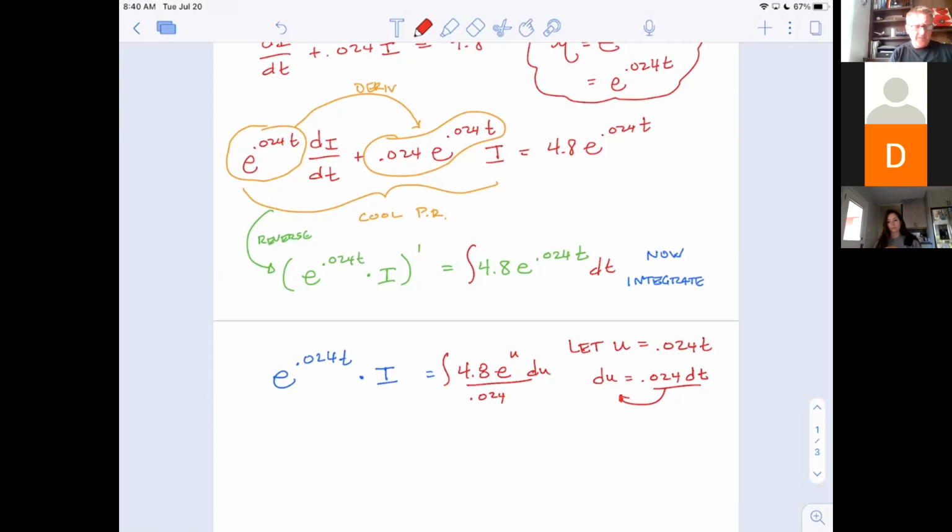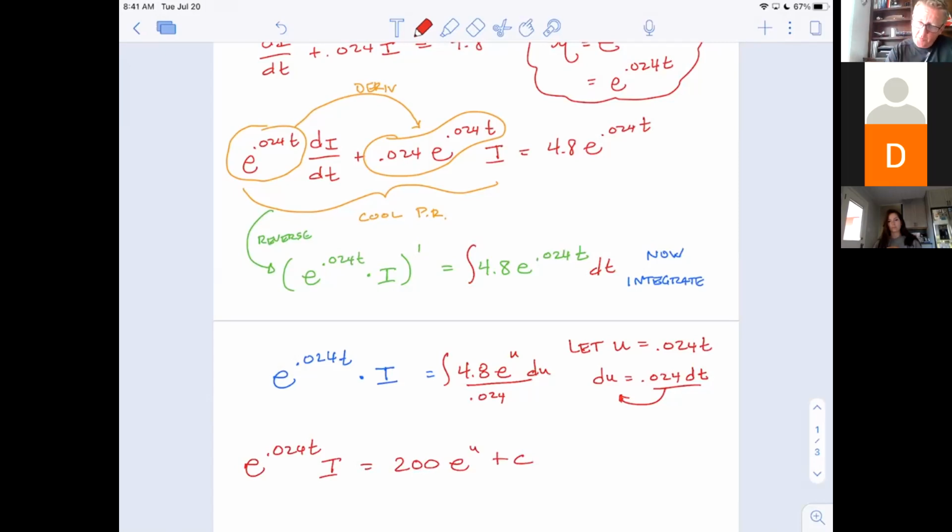And when I do that, I get exactly 200. That's kind of interesting. I wonder why that is. So of course, the beauty of that is the integral of e to the u is e to the u. And 4.8 divided by 0.024 is 200, and so I'm basically done.